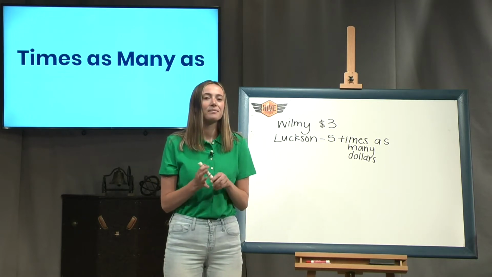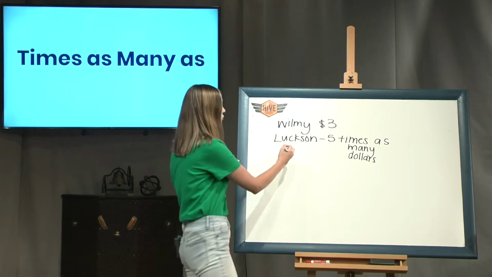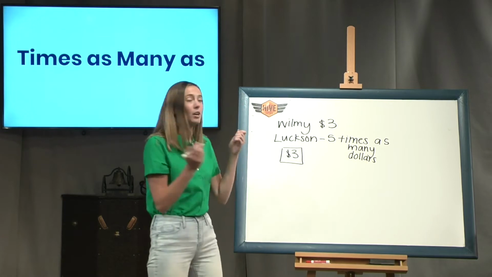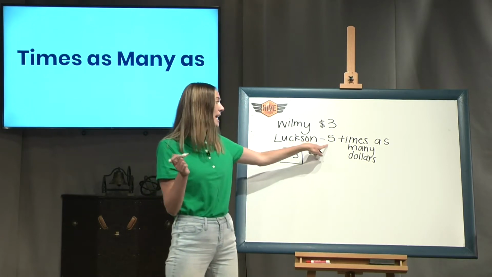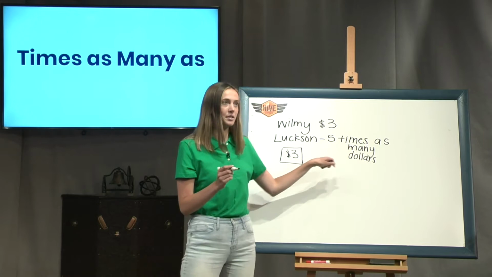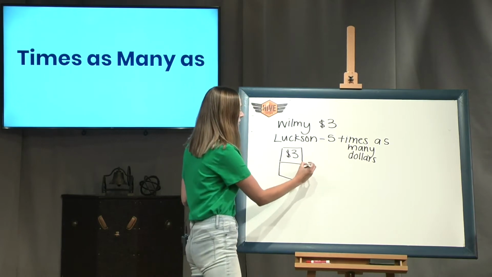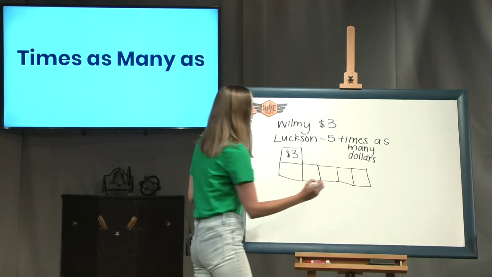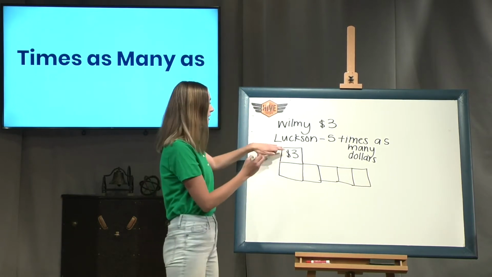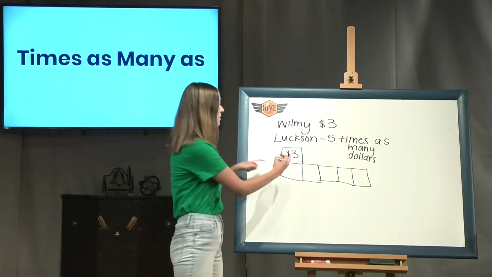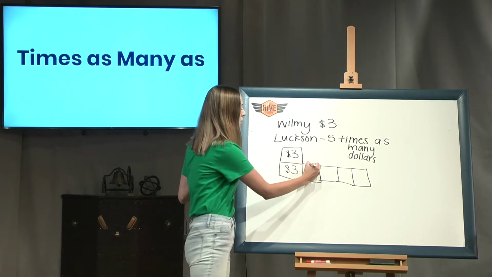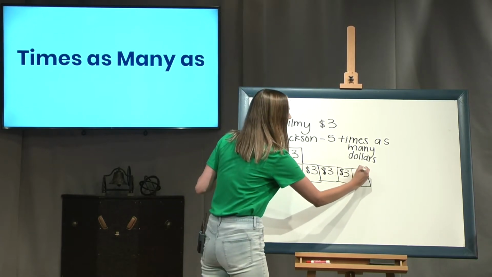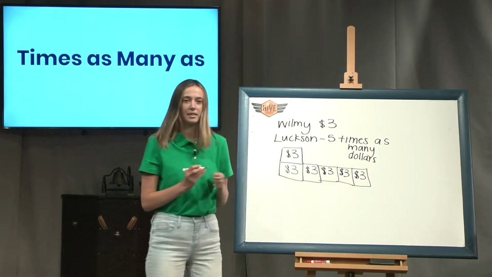Think about it. And I'm going to draw it out for you. We're going to draw Wilmy's money in a box, $3. We don't know how much money Lixone has, but we know he has 5 times as many dollars. So we're going to draw 1, 2, 3, 4, 5. So if Wilmy has $3, Lixone has 5 of those $3. So we're going to draw 5 of those $3. And how much money does Lixone have?